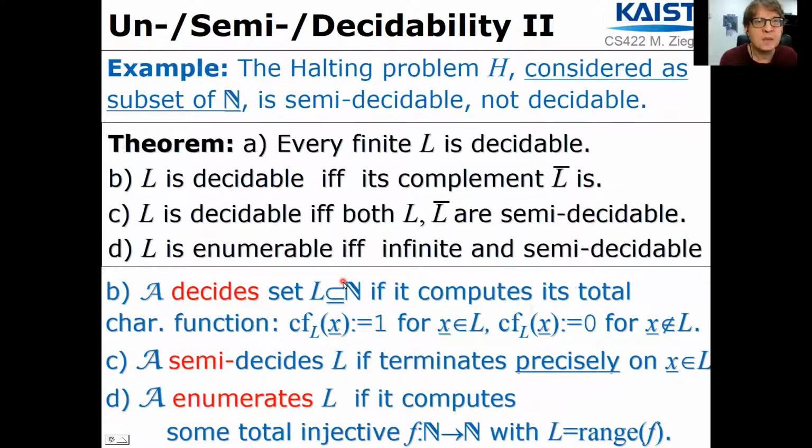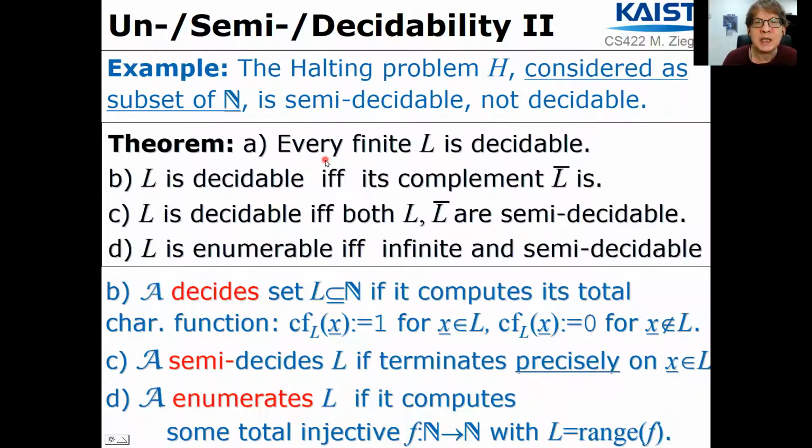And remember that by simply counting, we saw that there are more than countably infinitely many decision problems, as opposed to at most countably infinitely many algorithms, for any reasonable notion of an algorithm, which we are going to formalize later. And we've started comparing these notions rigorously with the theorem you can see here.